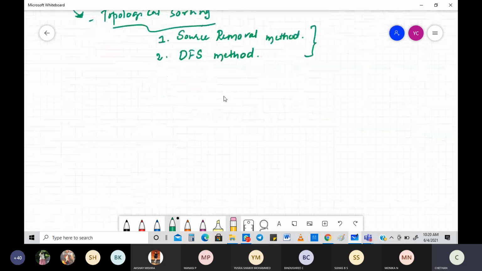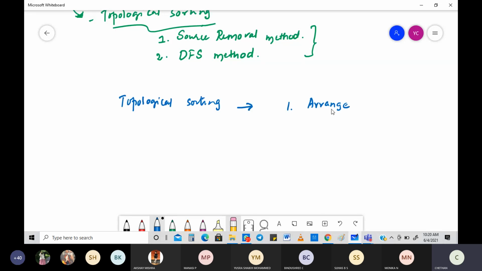In very simple terms, it means that you are going to arrange. Sorting means arrange only. You are going to arrange in an order. What order, we are going to see later. In an order.